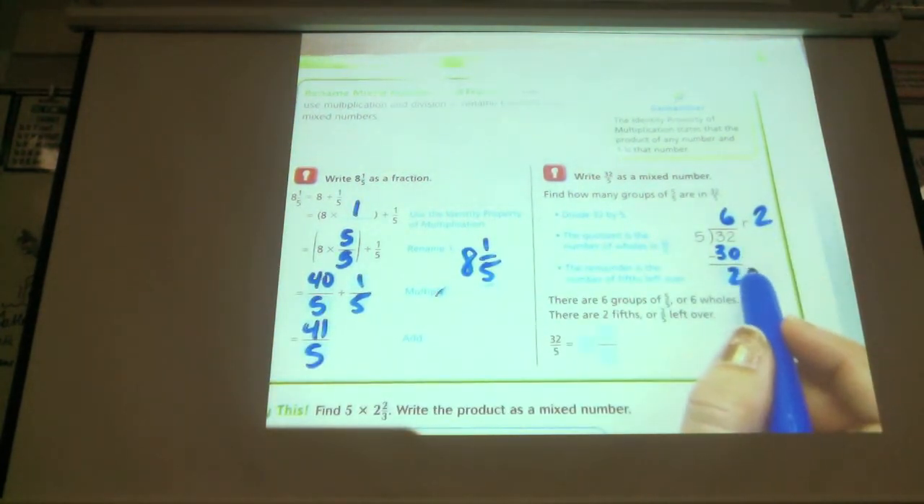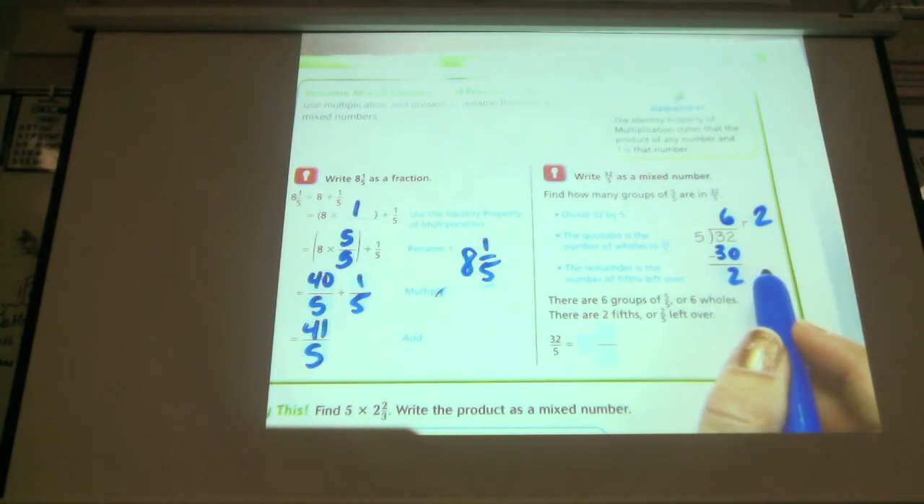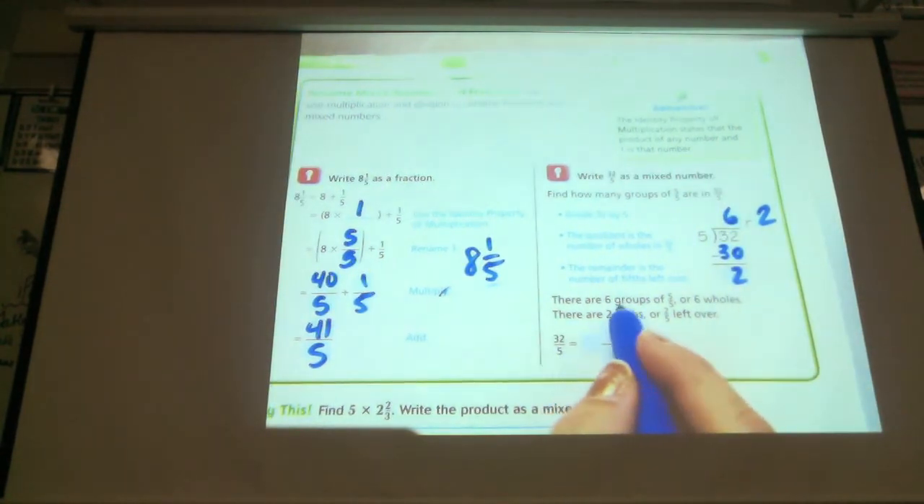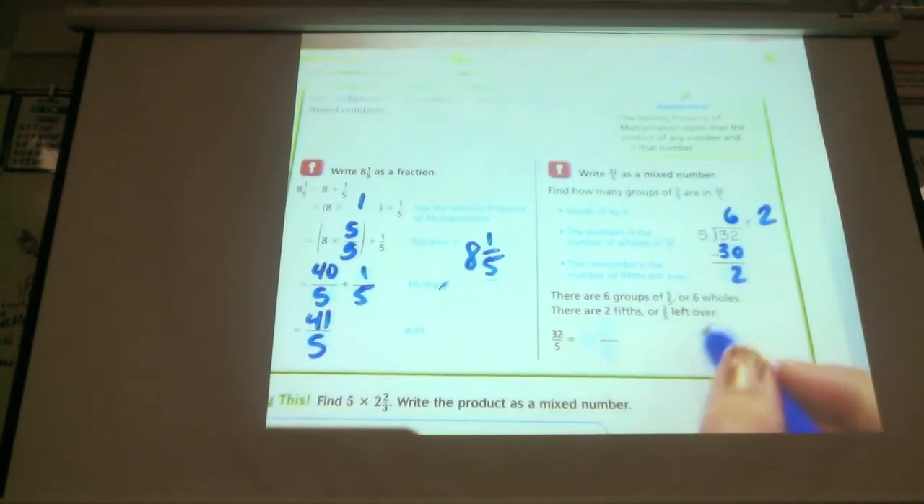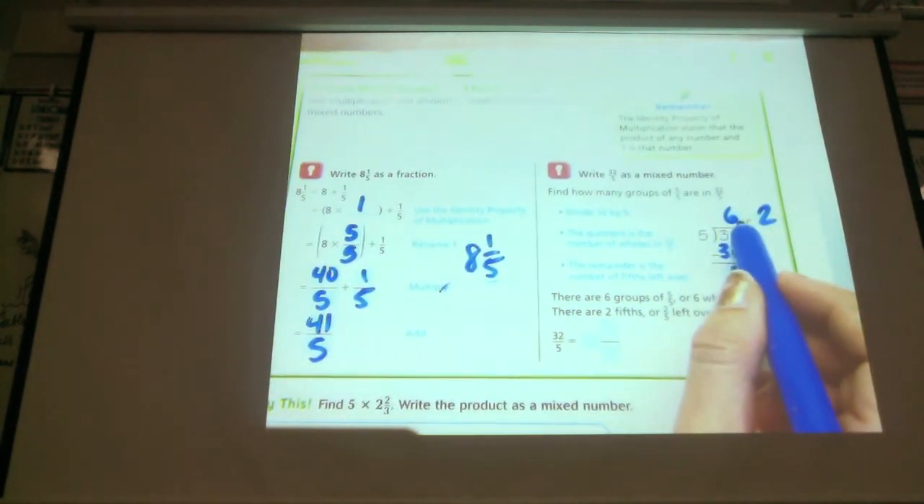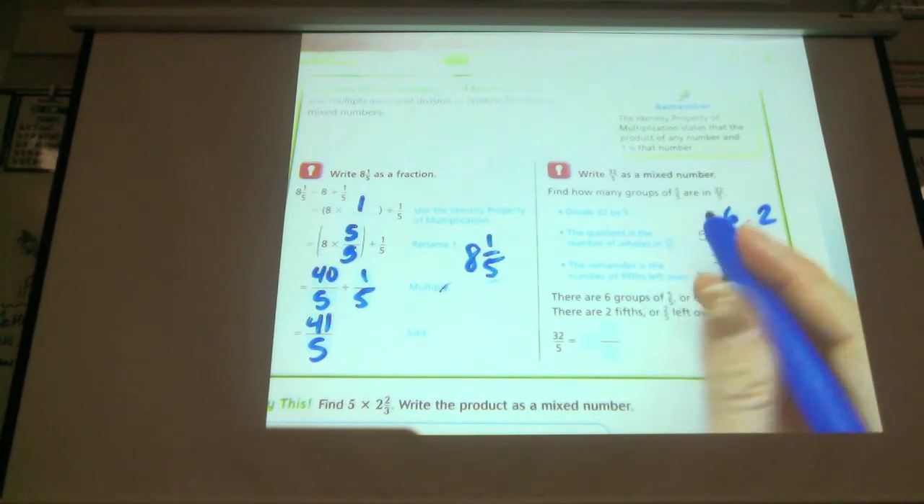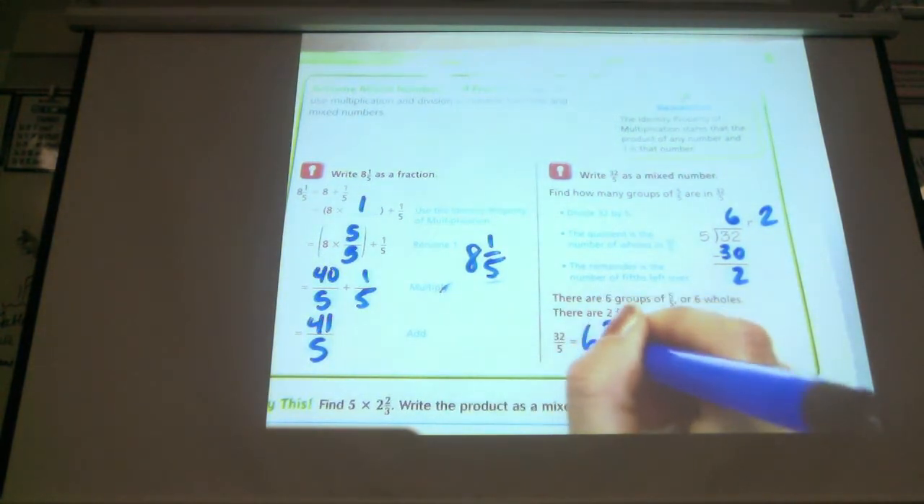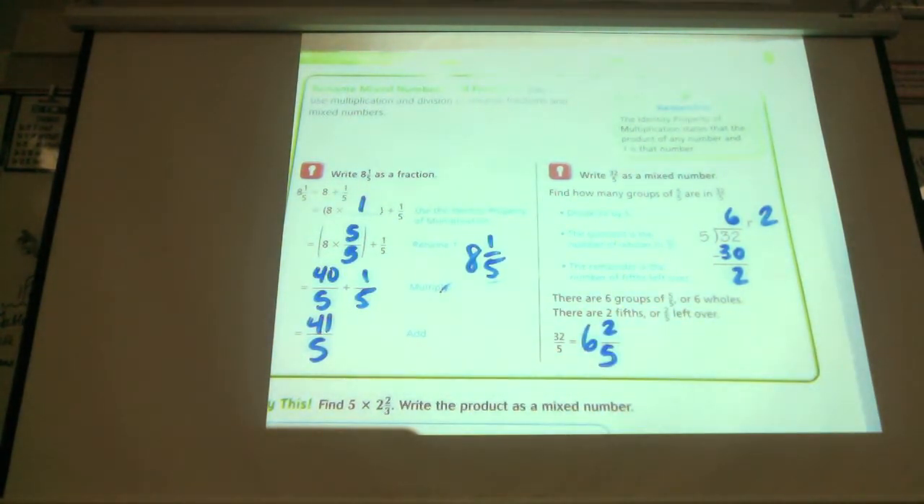So what we've done is we've said, well, I can get 6 groups of 5/5. I can get 6 wholes out of this fraction. So I got 6 wholes. And how many parts did I have left over? 2 out of my fraction 5/5.